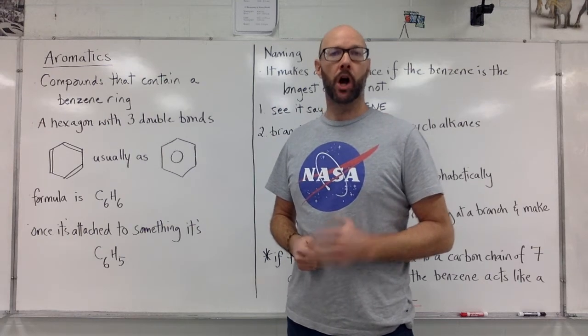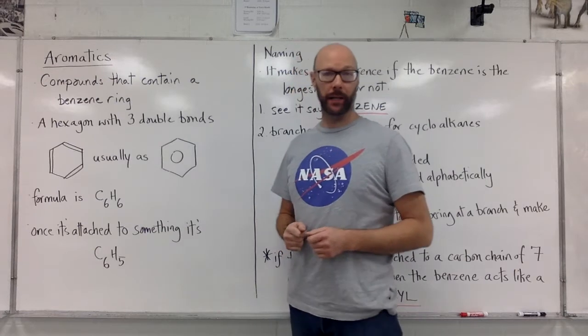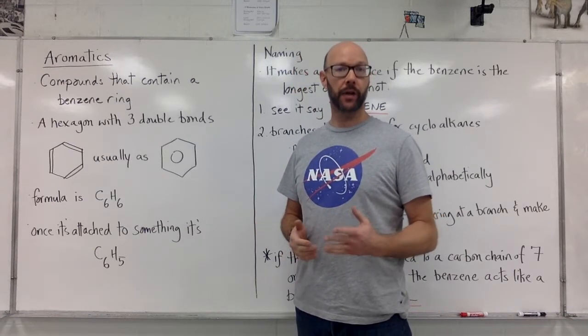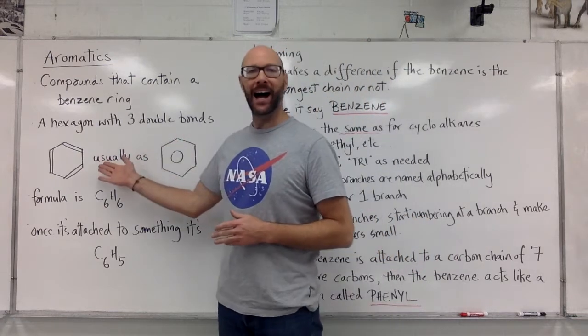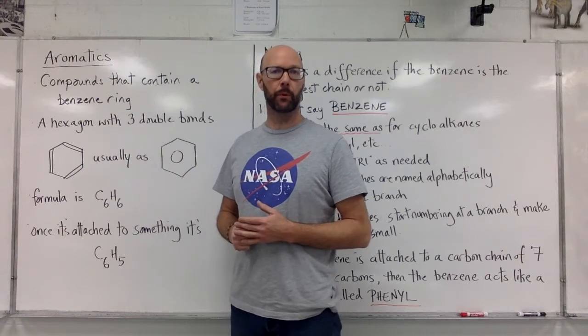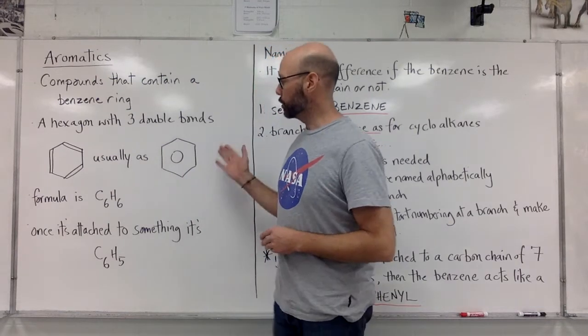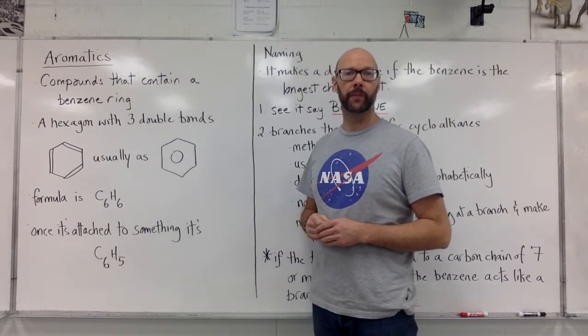Aromatic compounds are classified as those that contain a benzene ring. Benzene is a 6-carbon structure that also happens to have 3 double bonds. It might look like this, a hexagon with 3 double bonds specifically shown in it. However, typically we show it as a hexagon with a ring, a circle in the middle.